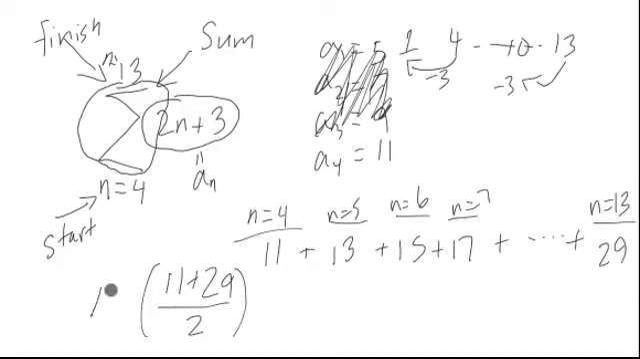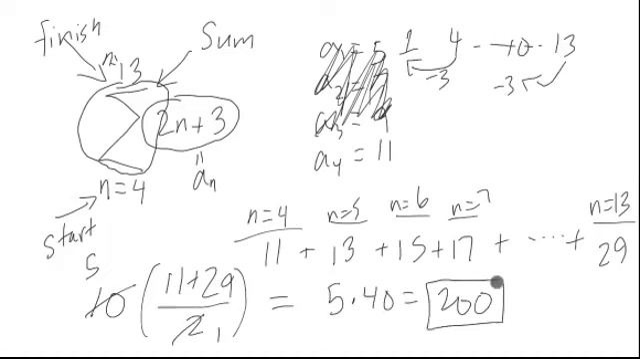So we have 10 terms, and we take the average of the first and the last, and multiply these together. Now I'll do some cancellation here. 5 times 11 plus 29, which is 40. And so we end up getting 200. So we have a sum of 200.